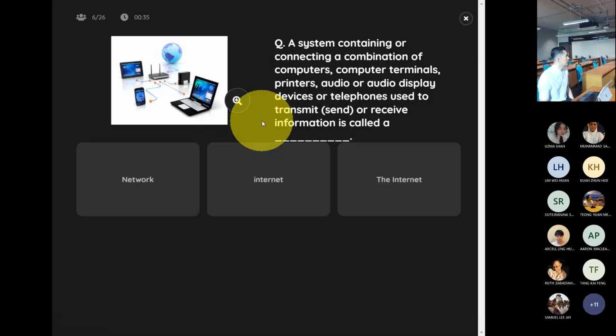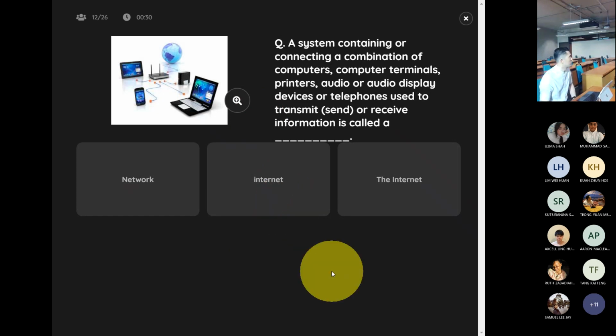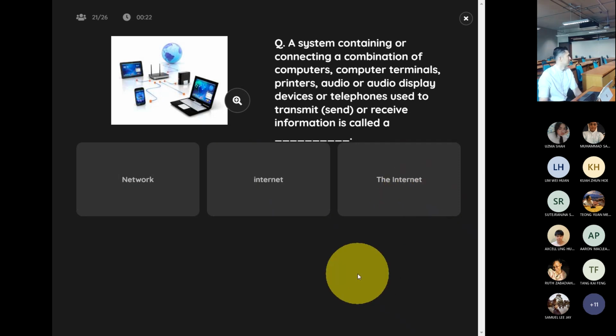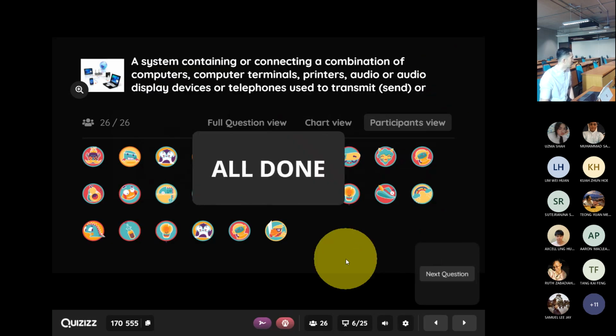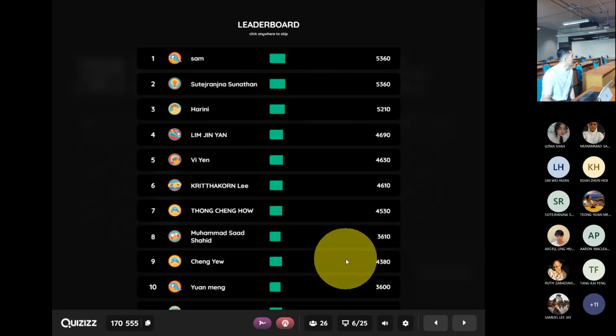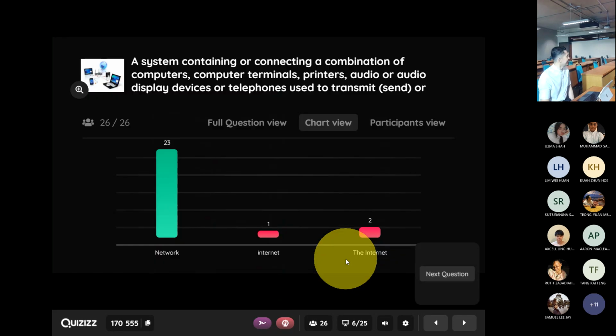A system containing or connecting a combination of computers, computer terminals, printers, audio or display devices, or telephones used to transmit or receive information is called a what? Okay, all done. So not everyone got this. Oh yeah, everyone got this.